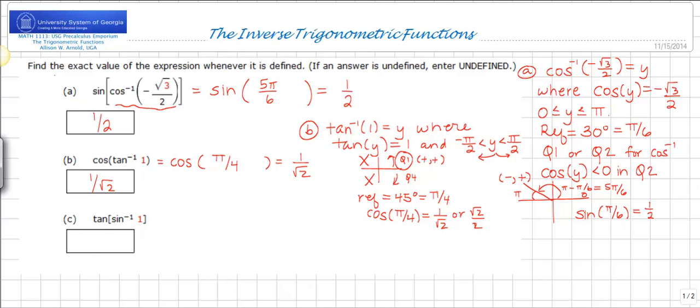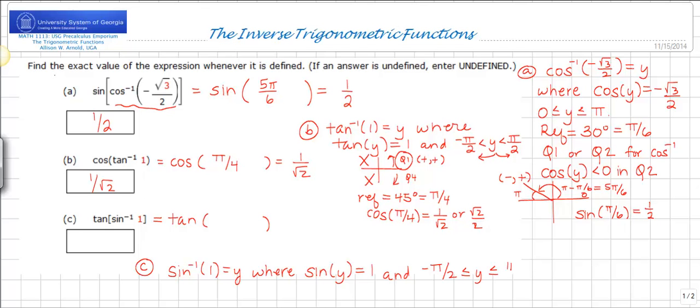Okay, and then lastly down here, tan of sine inverse of 1 means we're doing tan of something. Sine inverse of a number is an angle, so that sine of the angle is the number. So in this case, we're looking for an angle between negative pi halves and pi halves whose sine value is 1. Now in this case, the endpoints are included because sine does not have any asymptotes.